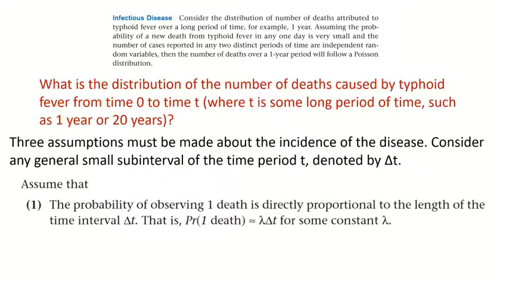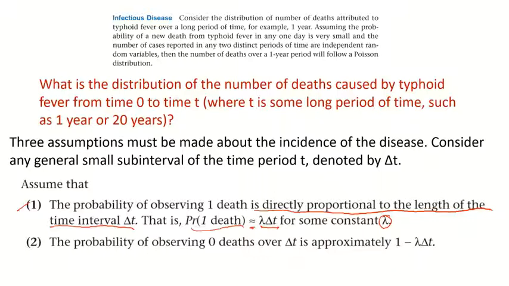So, given that, we can say that the probability of observing one death is directly proportional to the length of the time interval delta t, right? Of course, it's logical. The longer you wait, the more deaths you might witness. So that is, the probability of one death is equal to lambda delta t for some constant lambda. So lambda here is a constant.